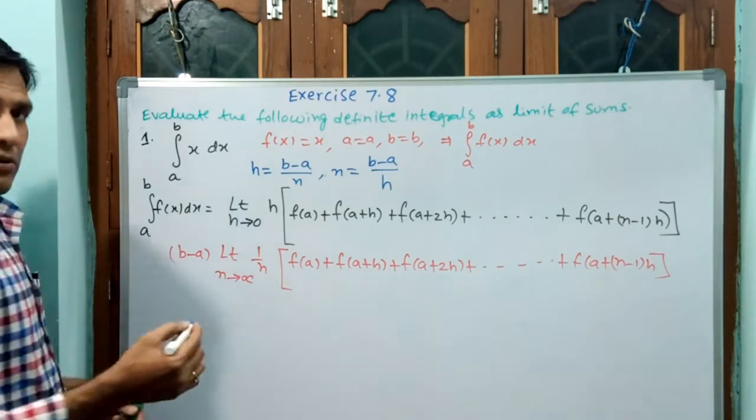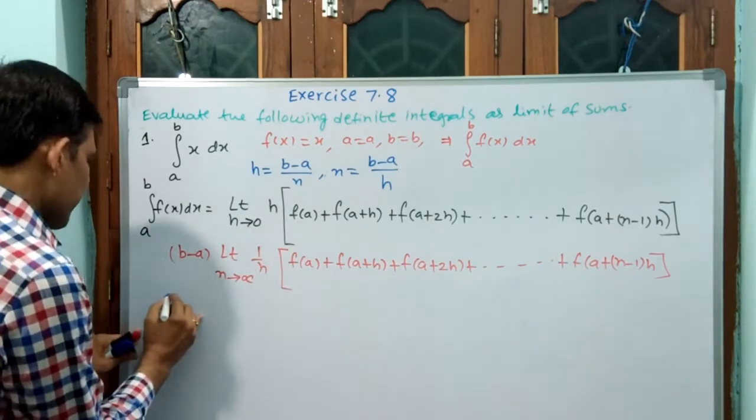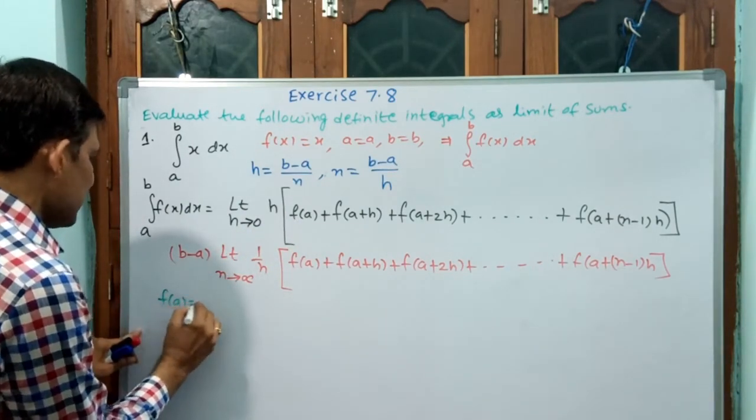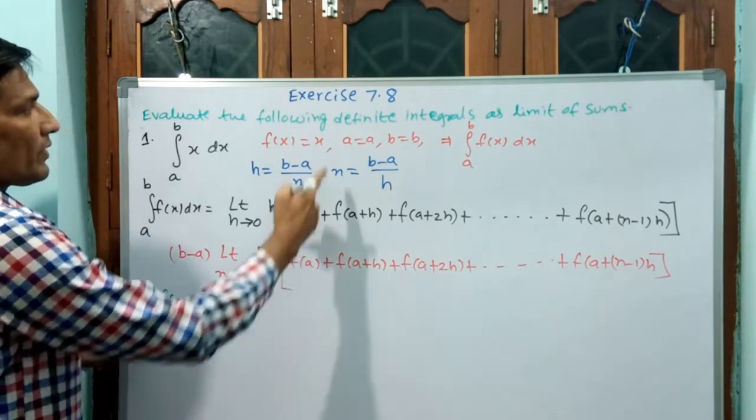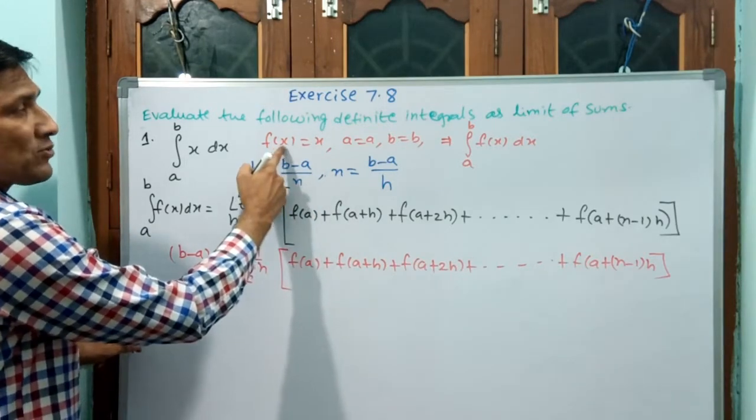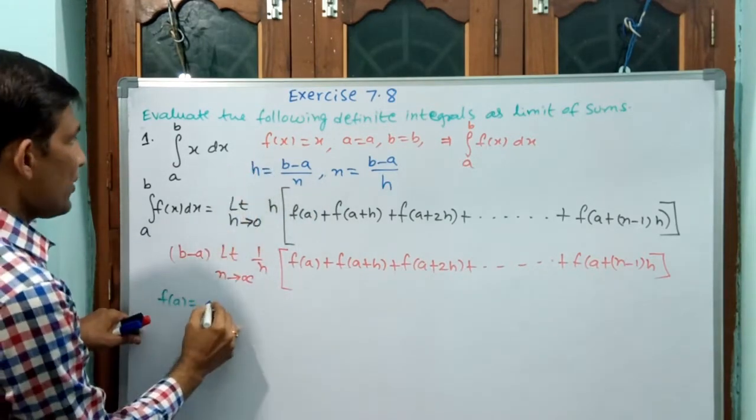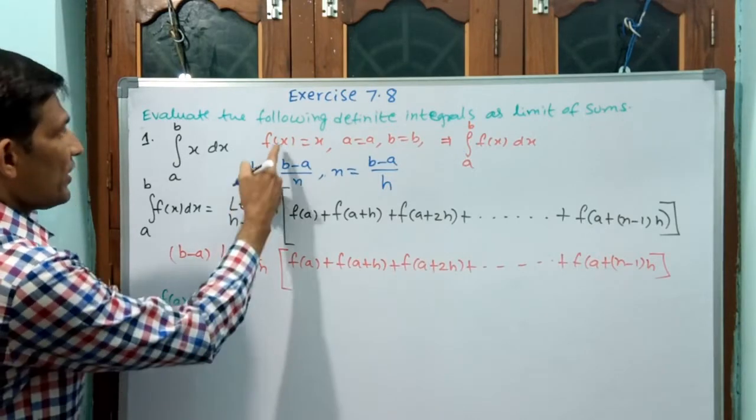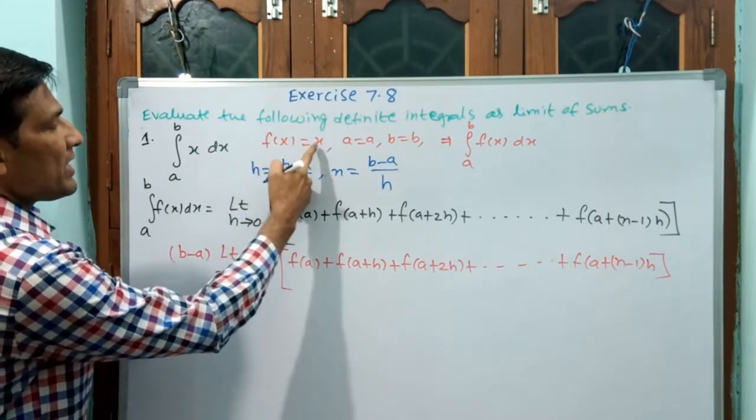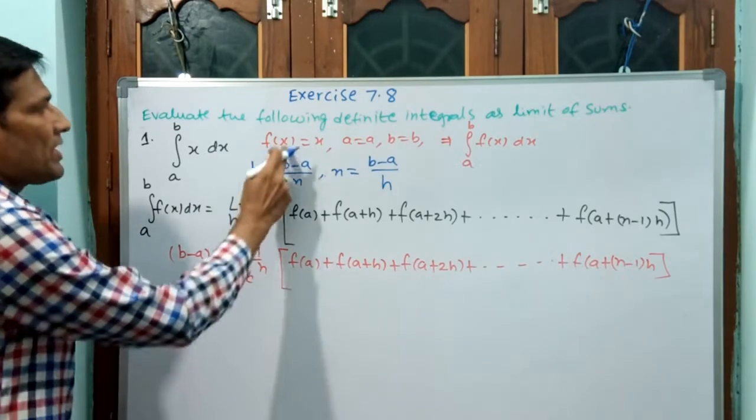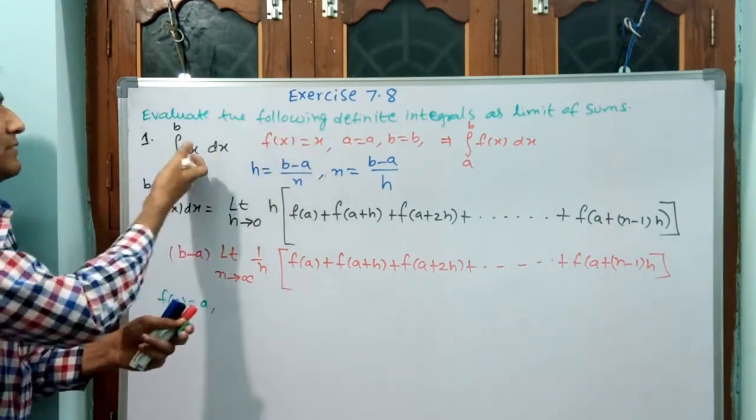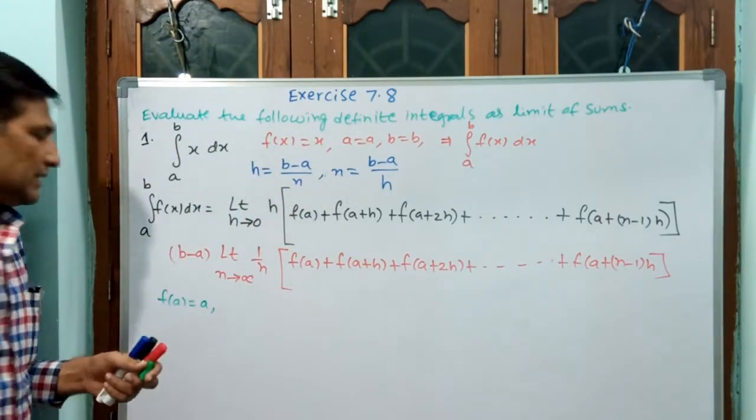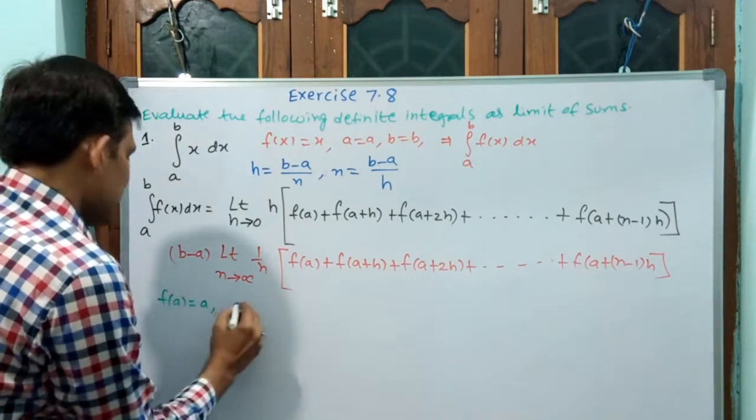See what I am writing now. f of a I am finding. f of a is equal to: in place of x you have to keep a. Then if you keep a in place of x, a will come. f of a will be a. Why? Because f of x is x, so f of a will be a. That's all. Now what about f of a plus h?